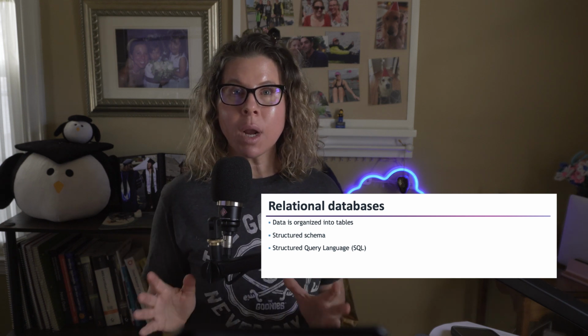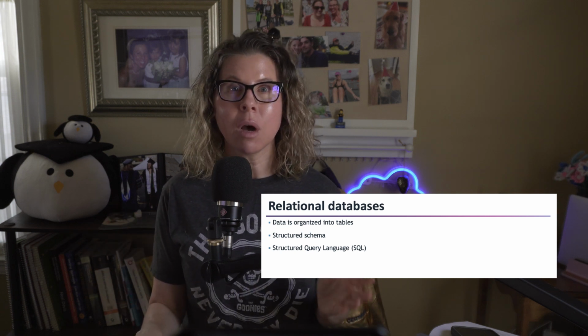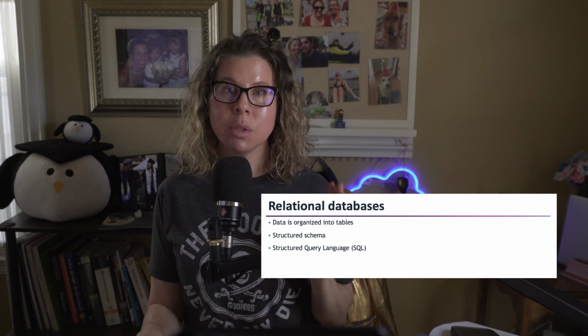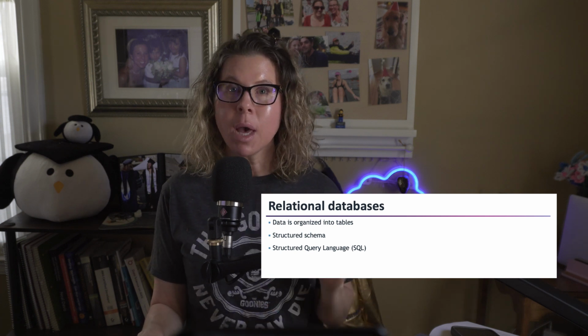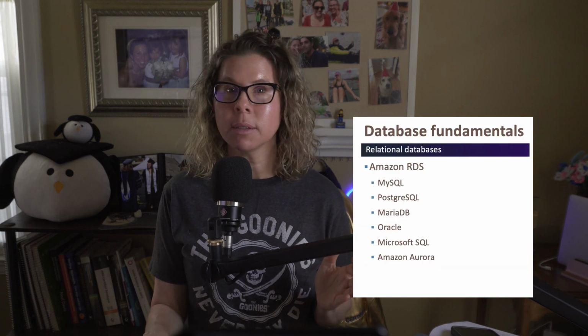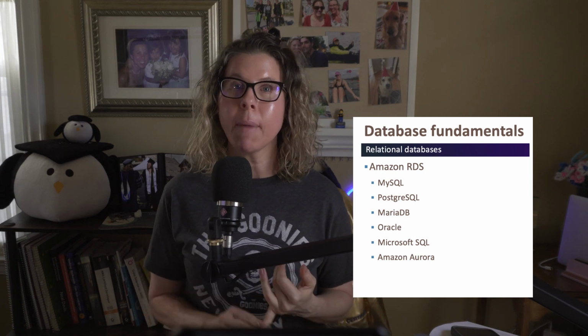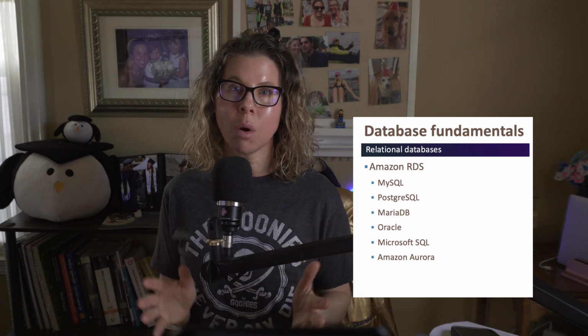Relational databases organize their data into tables and link the tables together based on relationships. And they use the structured query language, or SQL, to query the data in the database. Amazon RDS is a managed service, so you can provision an RDS database without the administration or management overhead. RDS supports the following engines: MySQL, PostgreSQL, MariaDB, Oracle, Microsoft SQL, and also Amazon Aurora, which we will cover in an upcoming lesson.